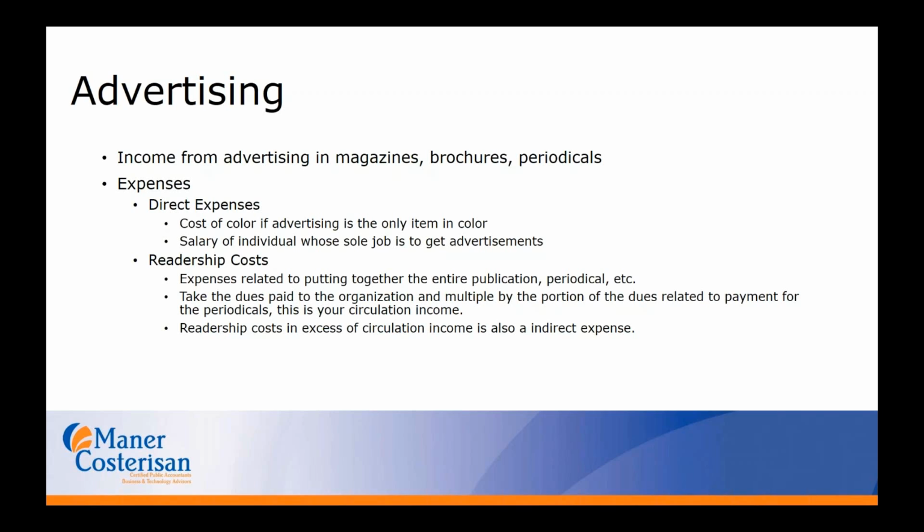And then you have readership costs. What we do here is look at all the expenses that are related to putting together the entire publication. Then we take the dues that are paid to the organization and multiply it by the portion of the dues related to the periodicals, and that's your circulation income. So we figure out your circulation income, and then we figure out your readership costs. If you have a net positive, so you actually have circulation income, then you don't really get to use those excess costs. But if your readership costs exceed your circulation income, then we can also use those indirect costs against our advertising income. And obviously, if you're a client of ours listening in, we calculate all that for you here at the office. But just something to keep in mind if you have costs, sometimes we need to relook at those over the years when we're calculating that to make sure that we're capturing all of those costs.